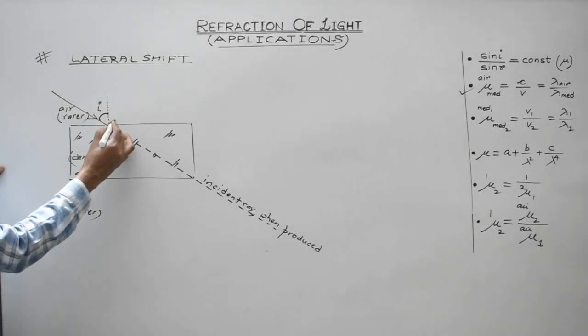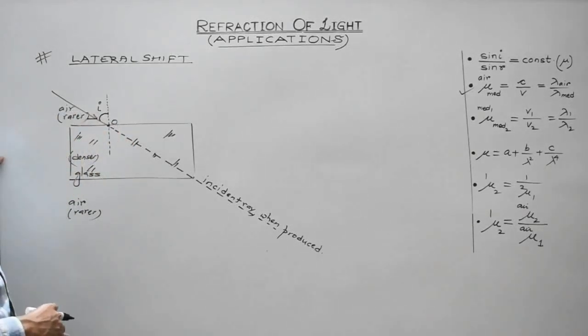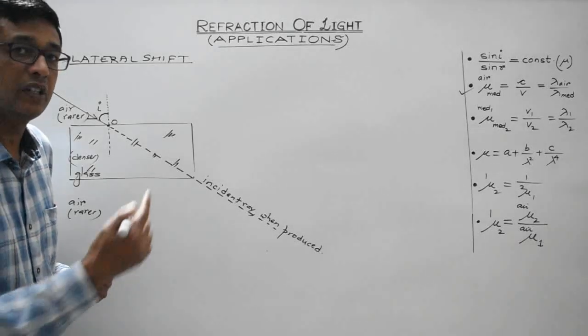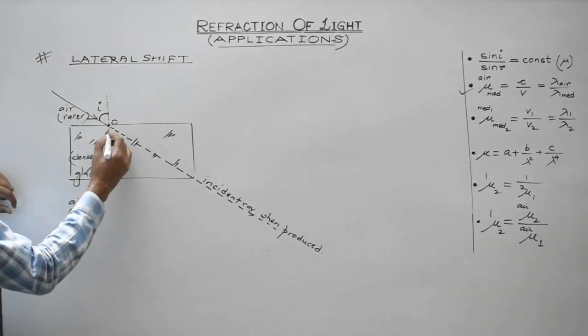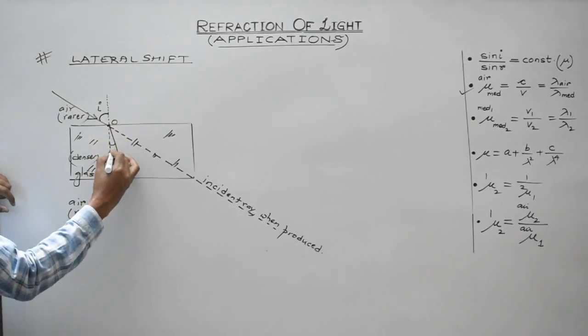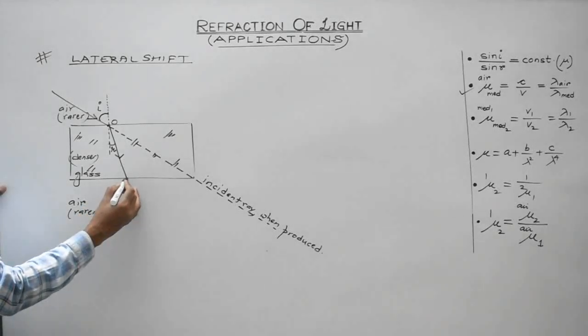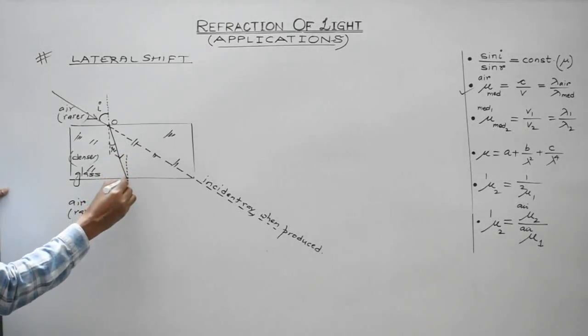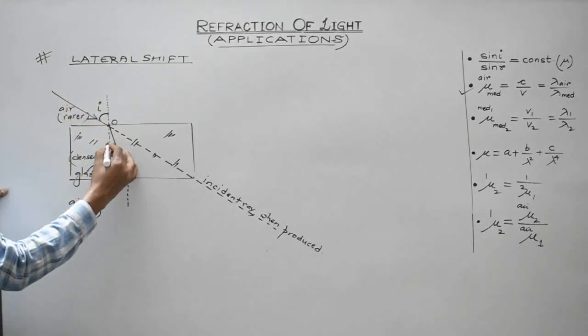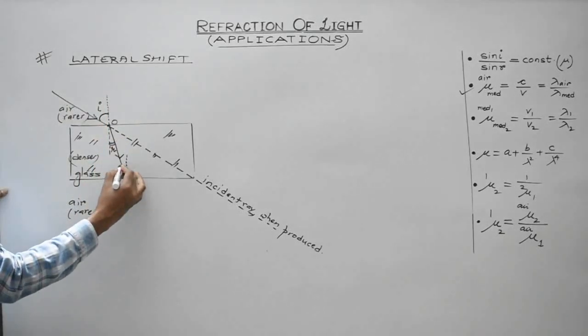Now what happens is, this is rarer and this is denser. So at this point refraction will take place, bending of light will take place, and as per rule 1, whenever light travels from rarer to denser, it will bend towards the normal, like this. This will be the angle of refraction. Again at this point, draw a normal over here. These two being normals are parallel to each other, therefore this angle would be equal to this angle.